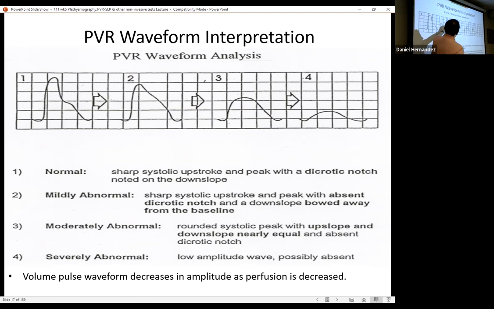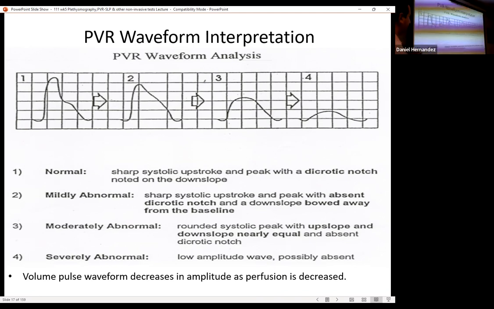When we start losing that and it becomes flatter, and a more blunted waveform, we start losing some of the amplitude, we lose our dicrotic notch. We still have a fairly sharp systolic upstroke, but we have that absent dicrotic notch and the downslope is bowed away from the baseline. Instead of bowing towards the baseline, it's bowing away. So that's that loss of the dicrotic notch, and that represents mild peripheral arterial disease.